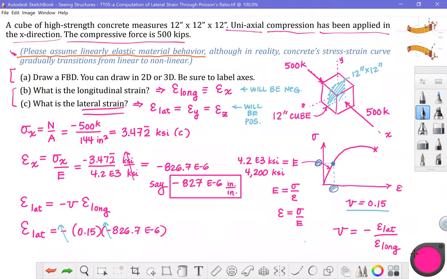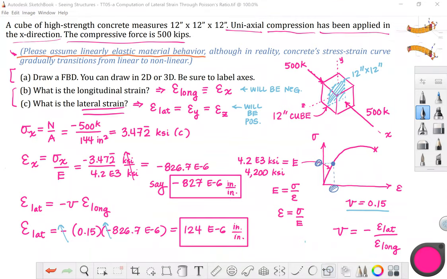The last little bit is just a calculator operation. I'll give you the final answer to 3 sig figs. I would write this in this way, 124 E minus 6, or that's 10 to the minus 6, and then those funky strain units, inches per inch. Why do we use them? It's just a convention. If you had left this answer as unitless, I wouldn't mark points off for that, but I do prefer for you to use the proper lingo, and getting used to the funky inches per inch unit is part of that.